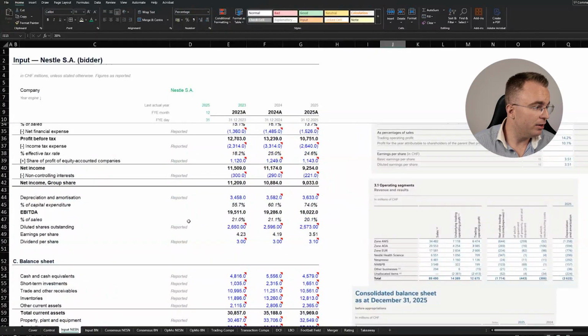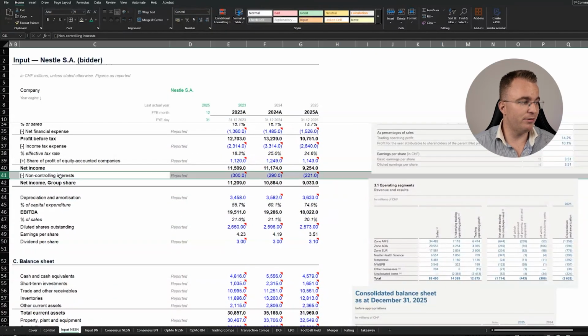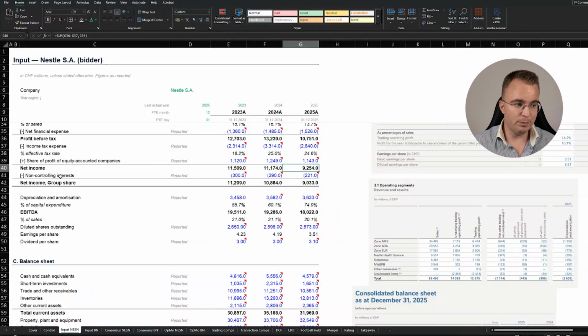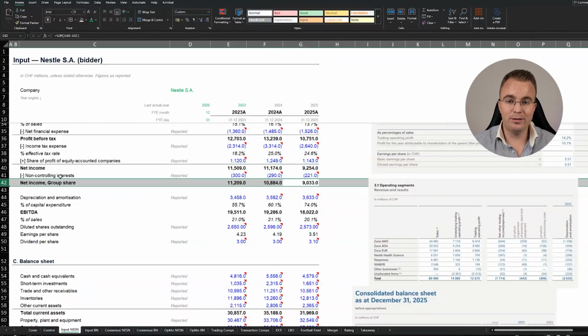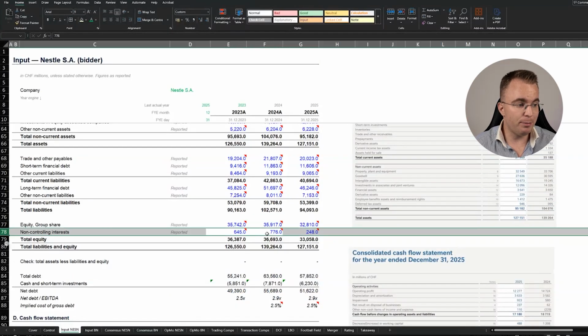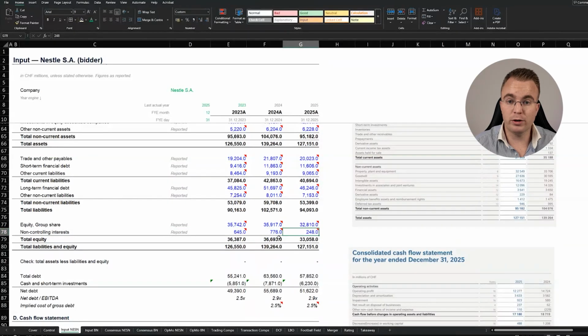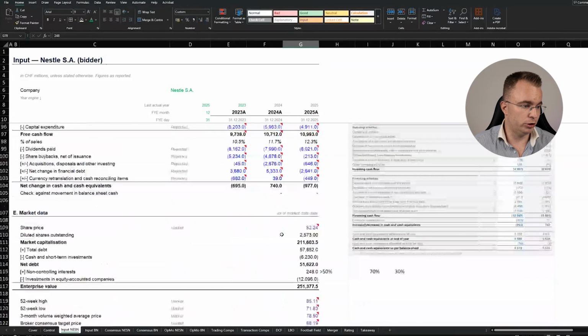So on an income statement and balance sheet level, we are fully consolidating this company as if we own it 100%, but then we have to get rid of the remaining 30% in the income statement by subtracting it here. So we have the net income on a group level, but then we get rid of it, saying this is the actual net income that goes to the group's shareholders. And the same on the balance sheet. We have a separate line item splitting out what is the non-controlling interest portion.